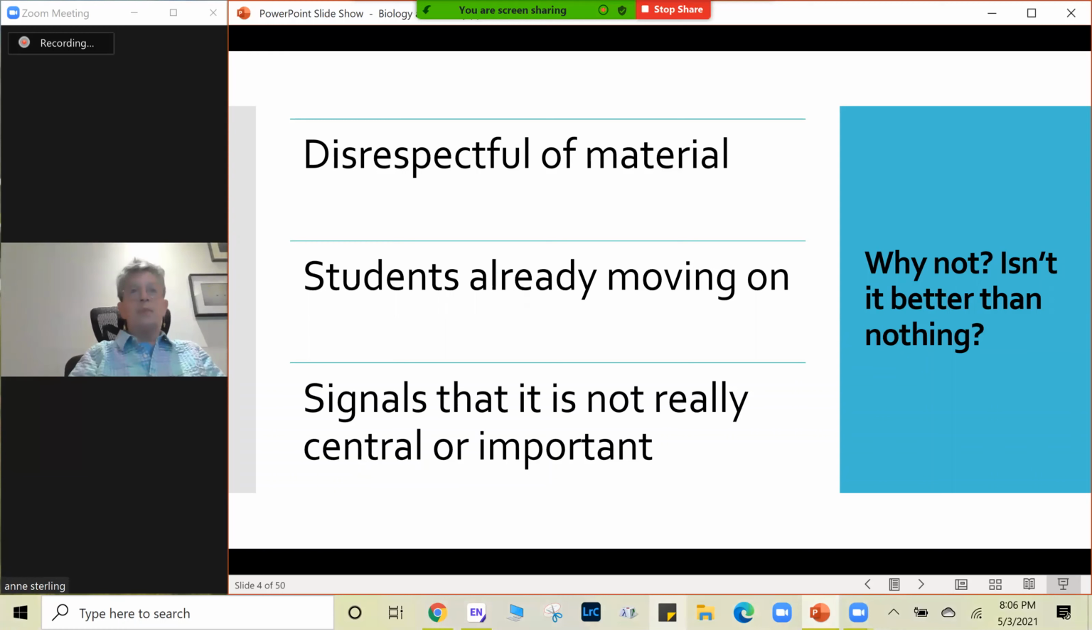This is because I believe it's disrespectful of the material, especially the social science material. Students are already moving on at the end of the semester and will not really pay attention to it in the same way. And furthermore, as a teacher, you are signaling that it's not really that central or important to the main topic.